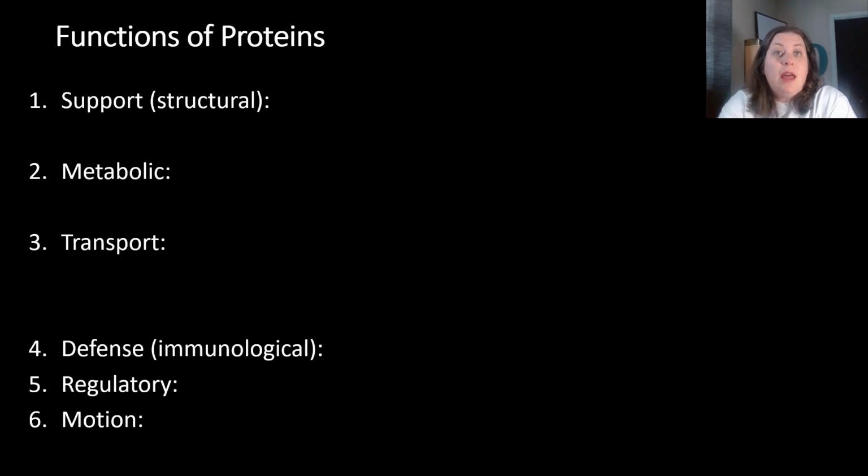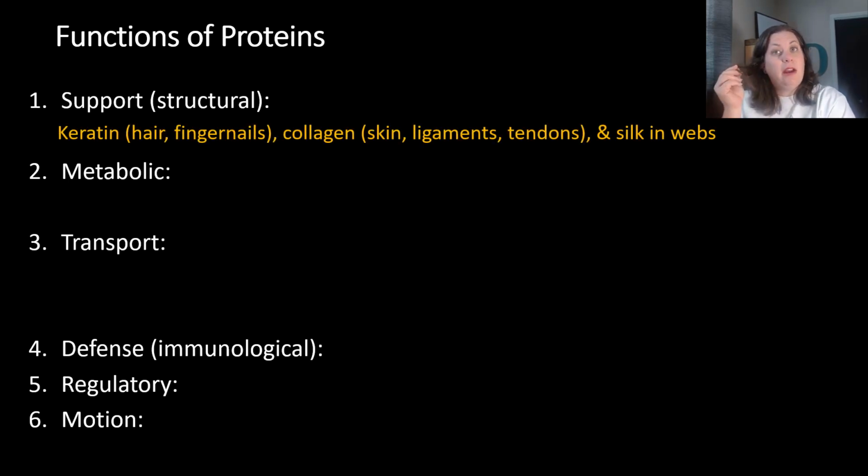Now, proteins can have lots of different types of functions, and this obviously is going to be related to the different ways that they're put together structurally. But some of these proteins are going to help with support. They're structural proteins like keratin in your hair or your fingernails.